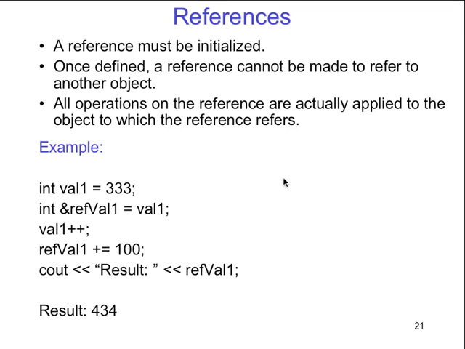Okay, here's an example of referencing. We have integer value 1 is equal to 333. The address of reference value 1 is equal to value 1. Then value 1 plus plus, and reference value 1 plus is equal to 100. So we're doing some manipulation. What's the result? Well, we can see it changed for both. Because we changed the value 1, we incremented 333, it turned into 334 in this line right here. But they're both, and this point is referring to the concept that they're both referring to the same memory location because we made one variable equal to the other one.